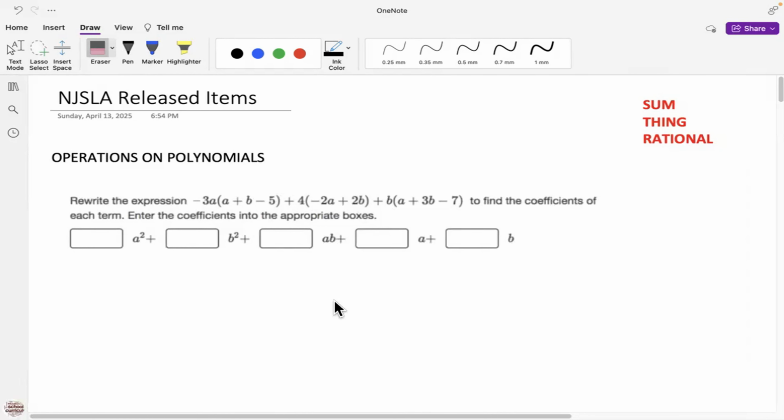Hello everyone, in this video I will solve some of the questions from NJSLA release items. NJSLA is an examination which is held in New Jersey every year in May. So, New Jersey Student Learning Assessment. One of the main chapters of the NJSLA examination is operations on polynomials, and one of the examples is here.